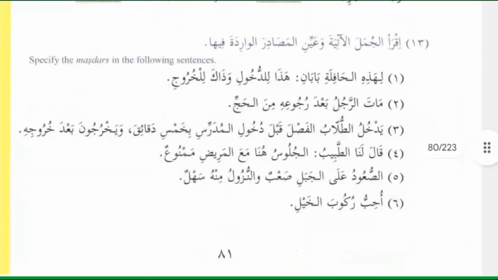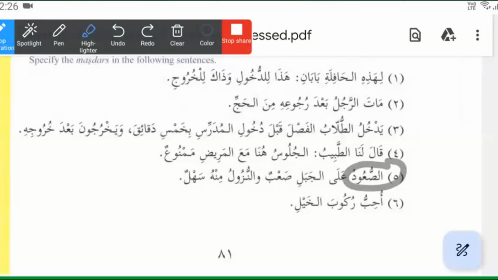Then we have as-su'udu al-jabali sabun wa nuzulu minhu sahlun. It means that the su'ud means climbing, al-jabali, the mountain, sabun is difficult, wa nuzul, but the descent, minhu, from the hill, min al jabal sahlun is easy. So here su'udun is the masdar on the wazan fu'ulun, and nuzul is also the masdar.